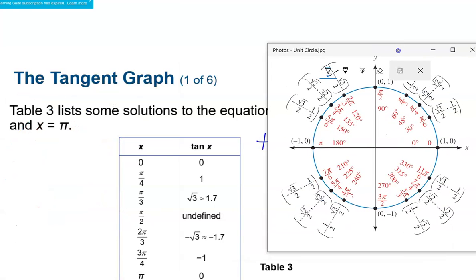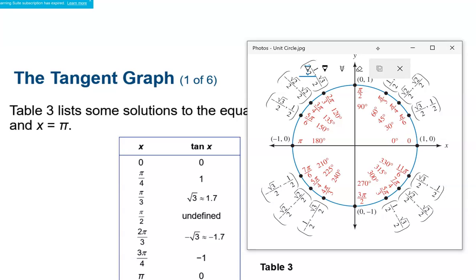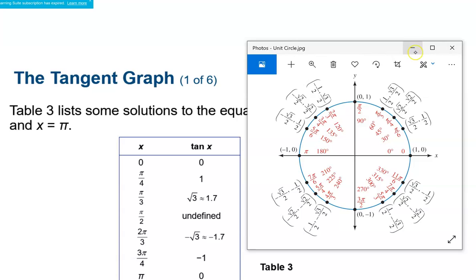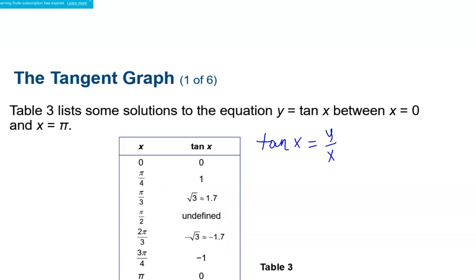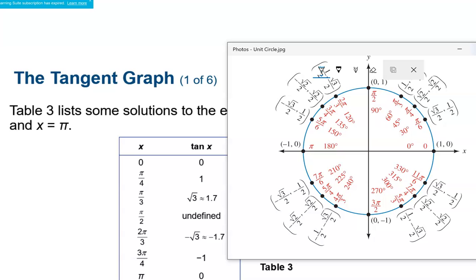So if you look at the unit circle, when our angle is pi/4, tangent of pi/4 is y/x, which is square root of 2/2 divided by square root of 2/2, which is 1. Then we go to our angle pi/3. So we know that the tangent function will be undefined at x equals pi/2, because at pi/2, our y is 1, our x is 0, and 1 divided by 0 will give us an undefined value.